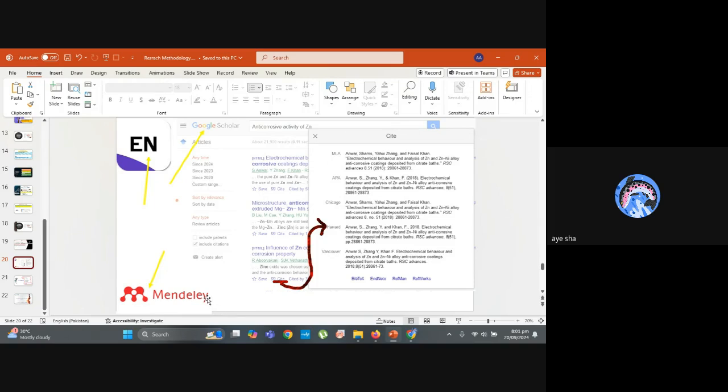Mendeley is provided by ResearchGate. ResearchGate is actually a platform for many research articles. It has many scientific journals. So it also helps us arrange our references in an easy and faster way, without any cost. So you can use Mendeley as well.